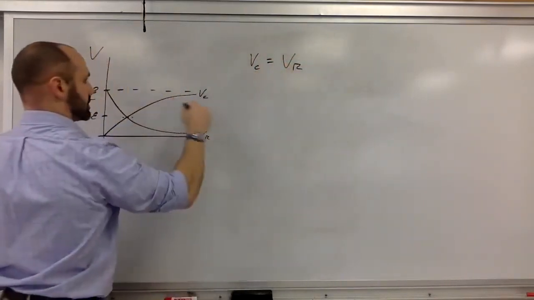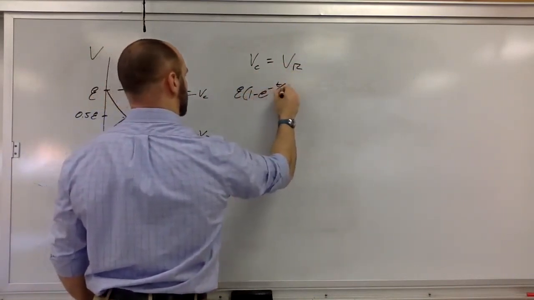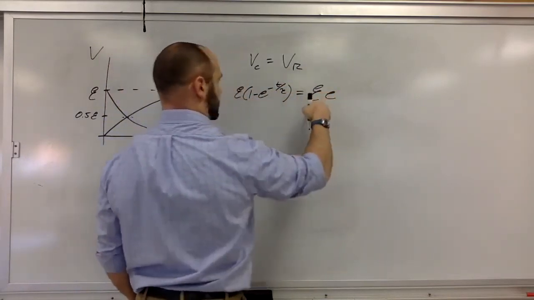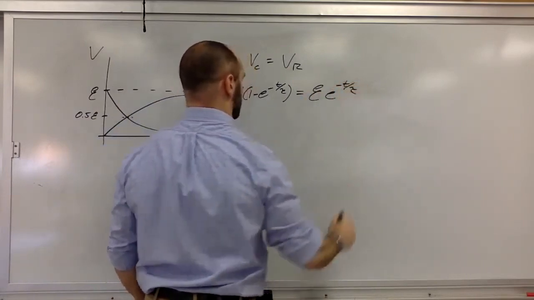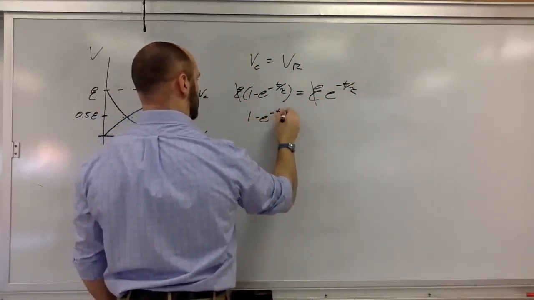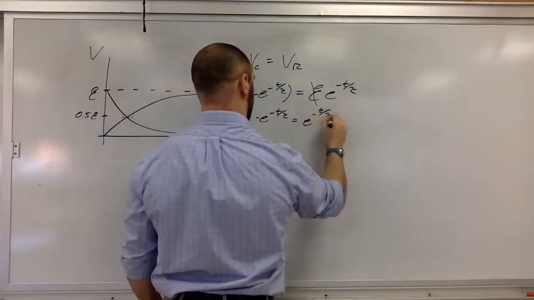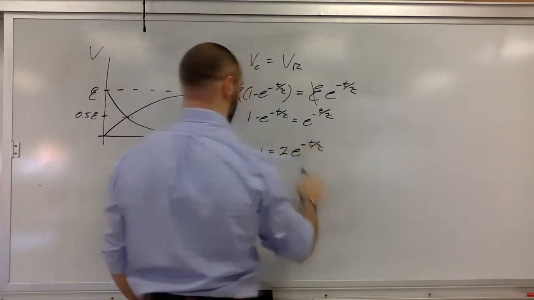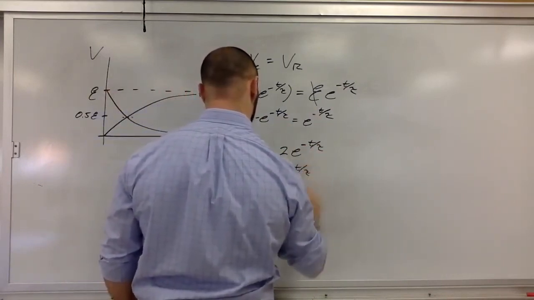Well, this is something that's increasing. So this is EMF times 1 minus e to the negative t over tau equal to, when the EMF on the resistor, that's the EMF, this is decreasing, so e to the negative t over tau. Right? So this cancels out. I'm left with 1 minus e to the negative t over tau equals e to the negative t over tau. So I get 1 equals 2 e to the negative t over tau, because I add that to the other side. So 1/2 is e to the negative t over tau.